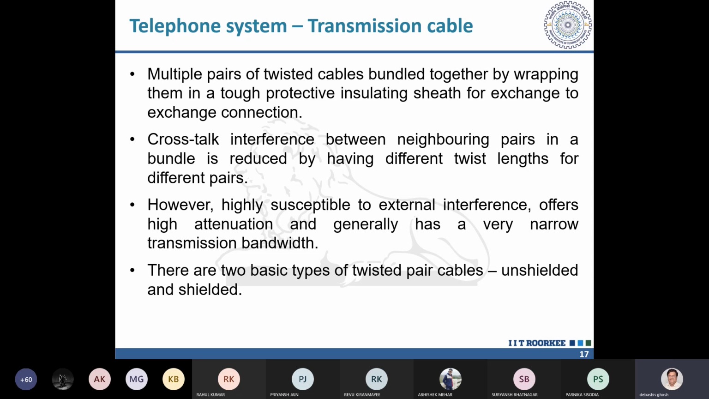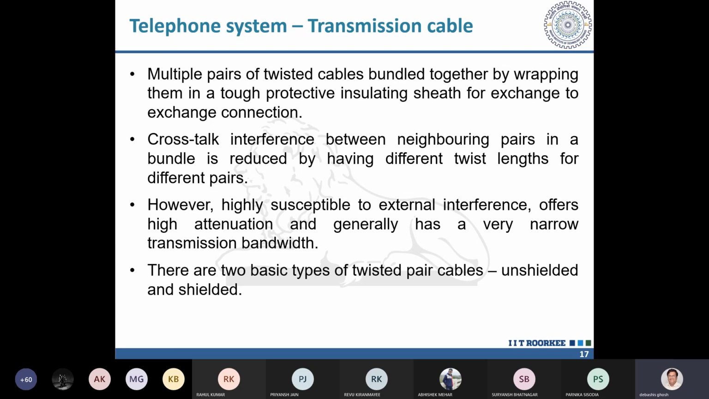This same thing has to be done between all the exchanges, even within a small locality, from one part of the city to another part of the city, because you may have many callers at the same time calling through the same exchange, connecting to another exchange. So in order to take care of that, these twisted pair cables were bundled. Multiple pairs of twisted pair cables were bundled together, and that forms your trunk line. That forms your trunk line from one city to another city, from one locality to another locality, from one country to another.